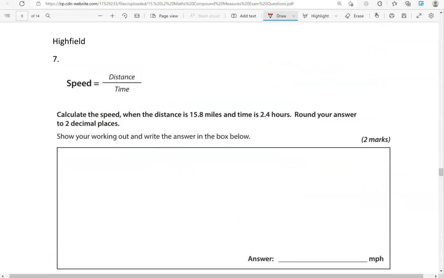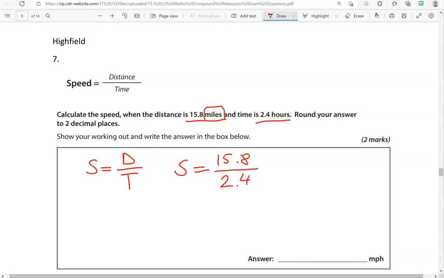Speed is equal to distance divided by time. Calculate the speed when the distance is 15.8 miles and time is 2.4 hours. Round your answer to 2 decimal places. Show your working out and write the answer in the box below. So here we've been given the formula. We've got to work out the speed when we know that the distance is 15.8 and the time is 2.4. We've got to work with miles and hours.